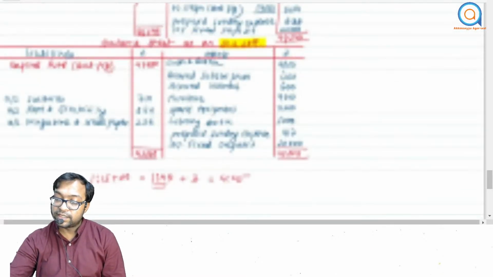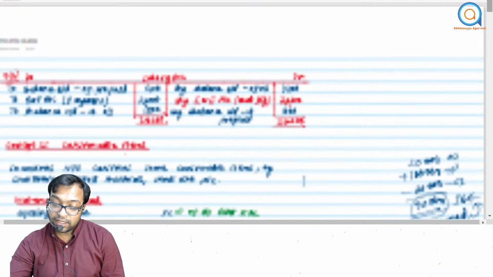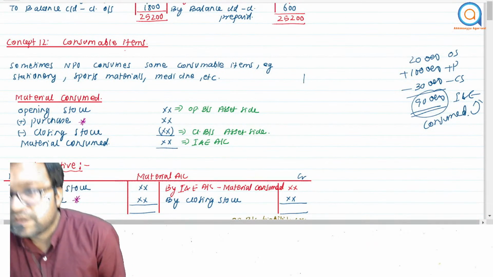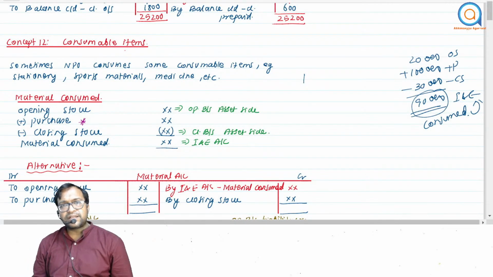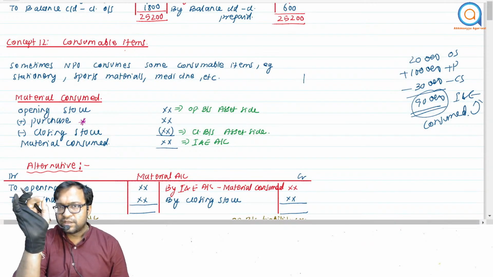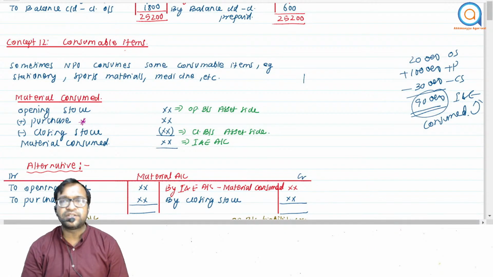Next is consumable items, sir. For consumable items, just remember you have to find the material consumed: opening plus purchases during the year minus closing. This consumption will be taken to income and expenditure.